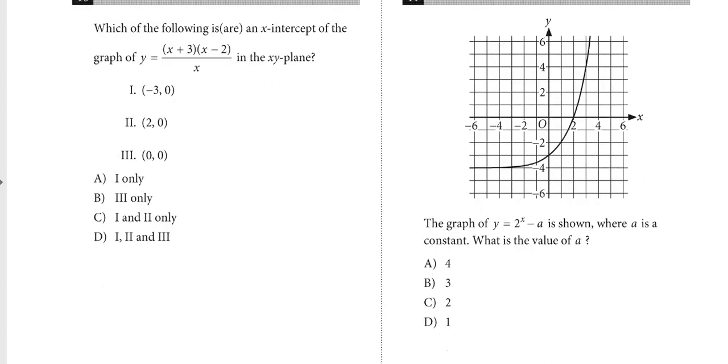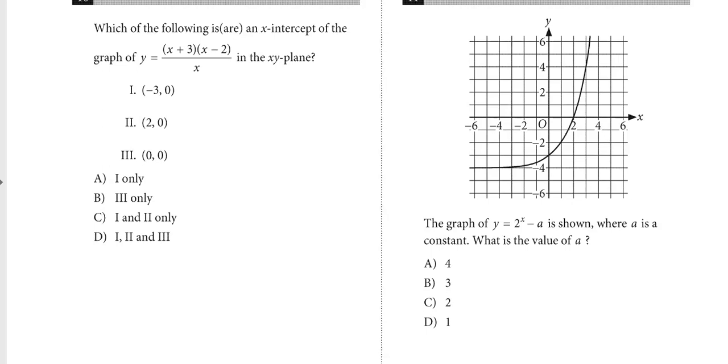Moving on down, number 10. Which of the following is or are an x-intercept of the graph? And so that's a funky looking graph. That's probably a tougher graph. It's going to be rational. But it really is not important here. You don't really need to know the graph. And it's a no calculator, so you can't graph it on a calculator.